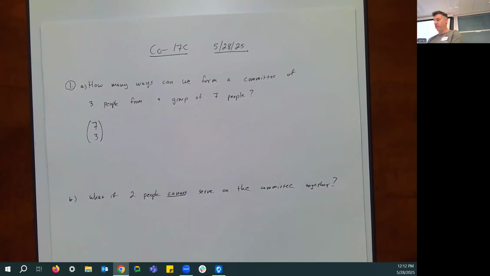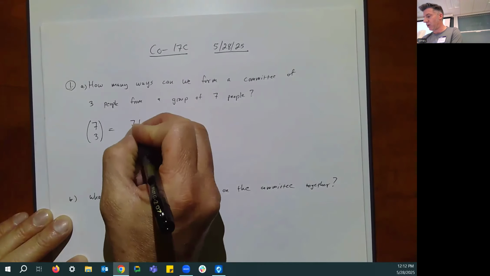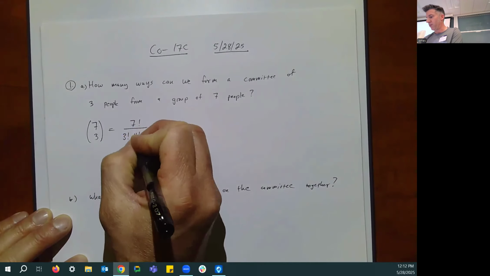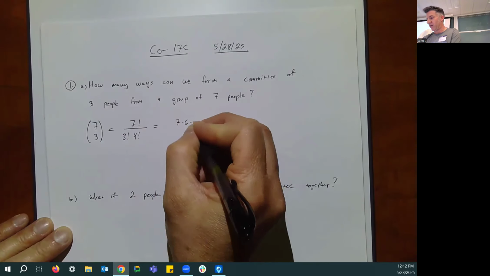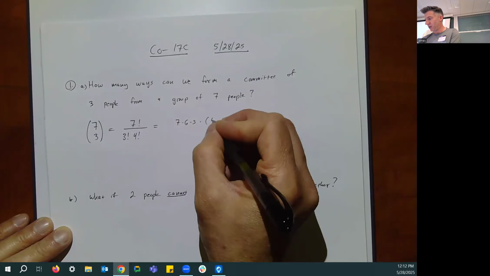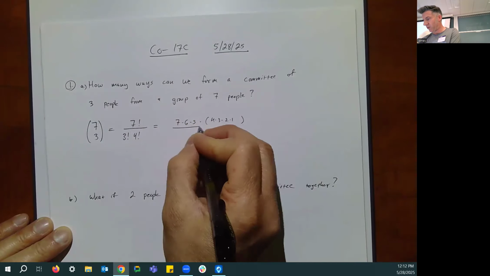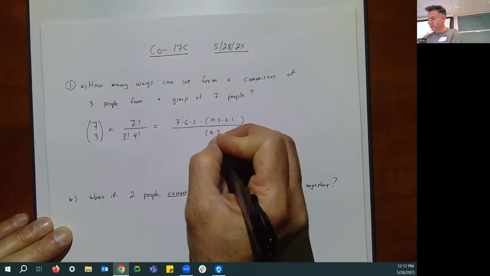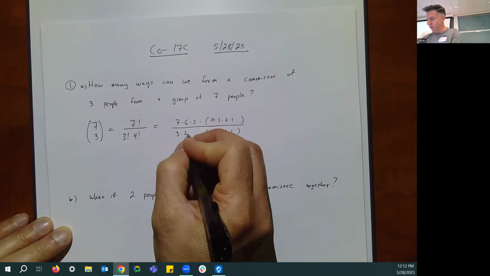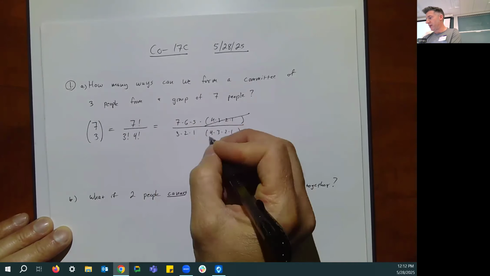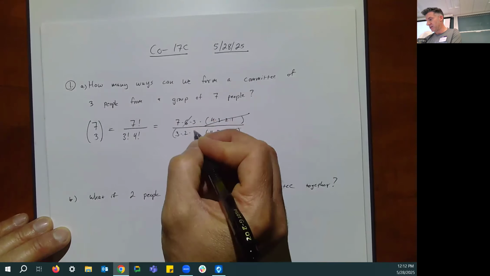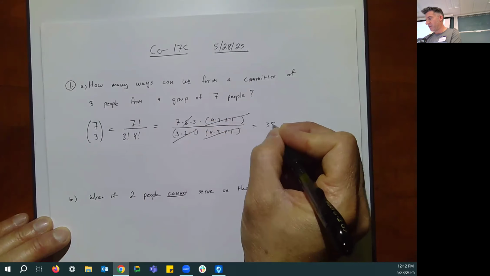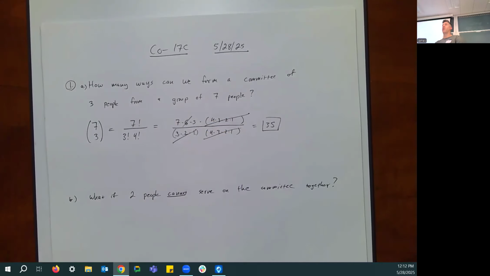But if you want to find the actual number, that'd be 7 factorial over 3 factorial and 4 factorial. I don't always write it out, but it's 7 times 6 times 5 times, and this 4 times 3 times 2 times 1 is just my 4 factorial, and that gets canceled out. Then I still have this 3 factorial, and 3 times 2 times 1 is 6, so that cancels the 6. I'm left with 35. So there are 35 different groupings of 3 people out of these 7 people.